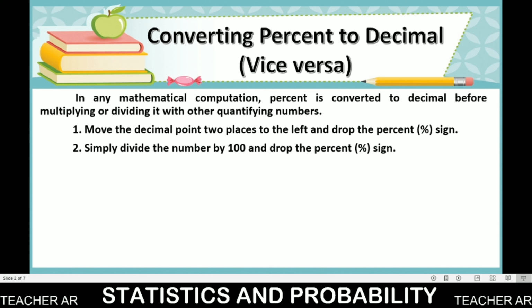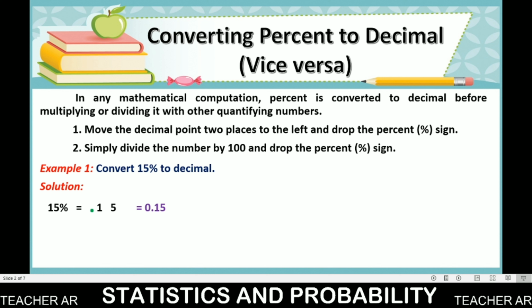Okay, so let's have an example. Example number 1. Convert 15% to decimal. Okay, for the solution, 15%. So in this example, the decimal point is located after the 5. So here, this is our decimal point. So as said in method 1, move the decimal point two places to the left. So let's move it now. 1, 2. So, meaning to say, 15% is equivalent to 0.15.